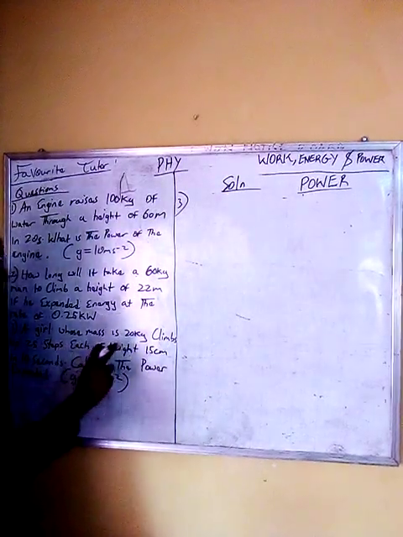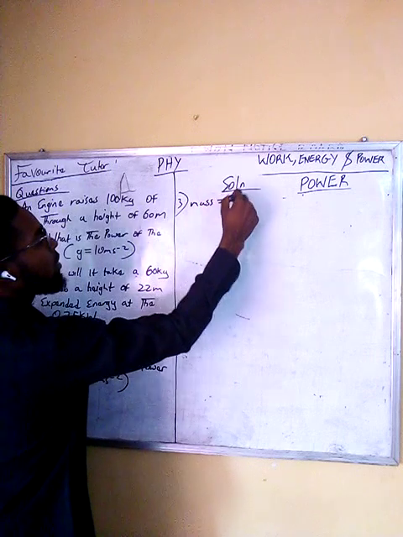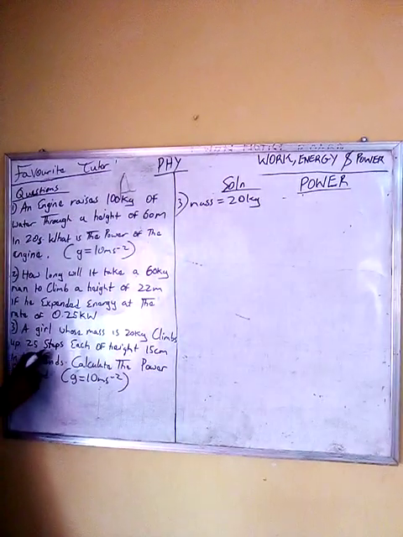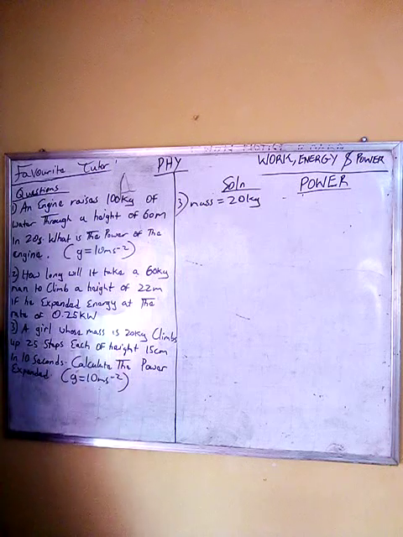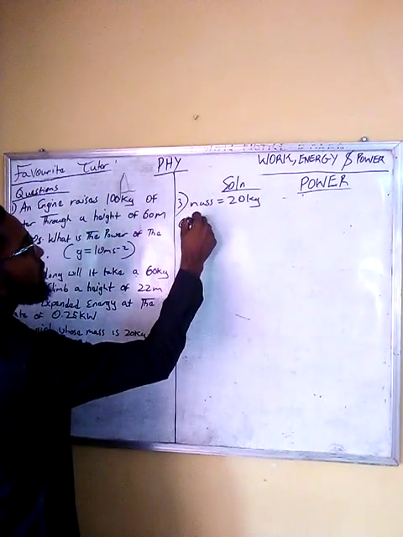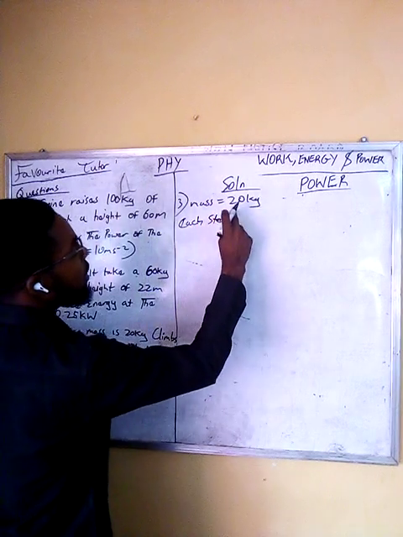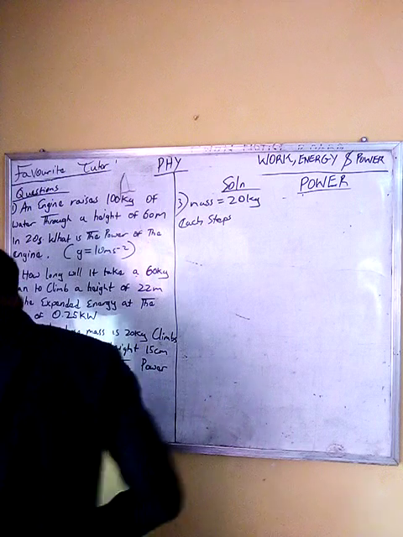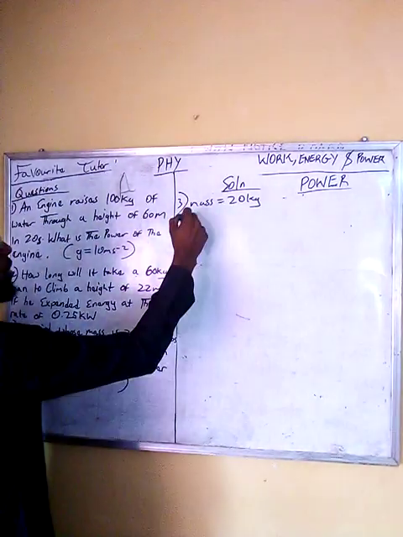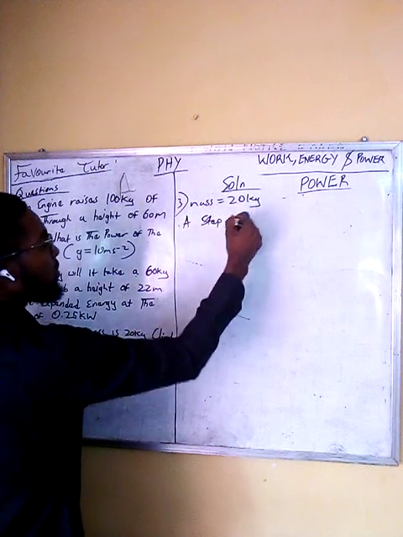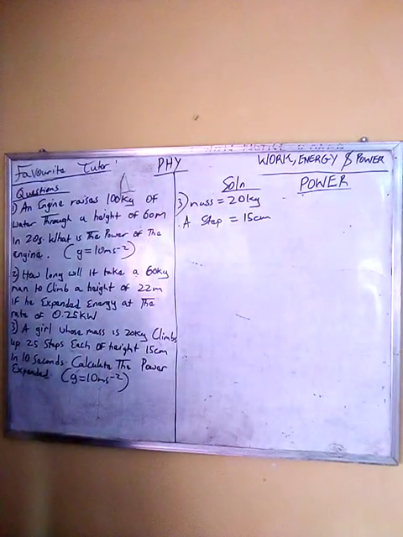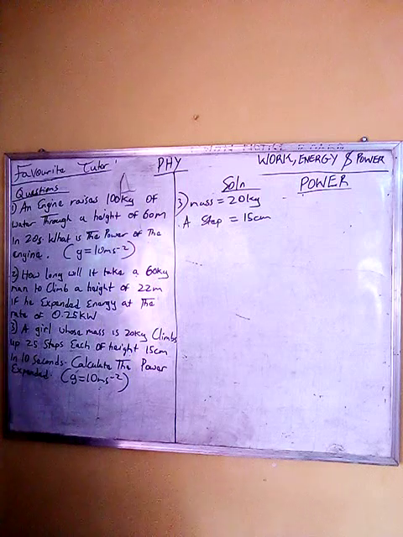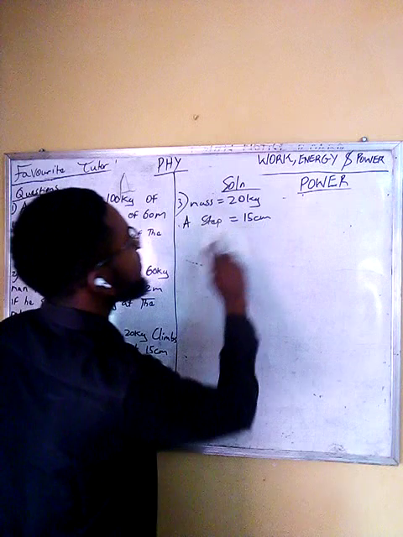Solution to number three. It says a girl whose mass is 20 kg climbs up 25 steps, each of height 15 centimeters. So each step is 15 centimeters, and the girl climbs up 25 steps.